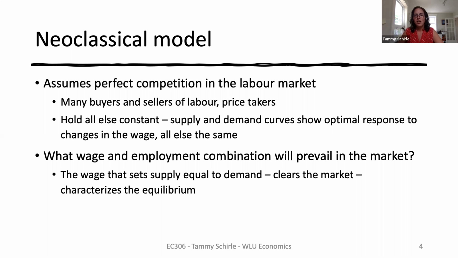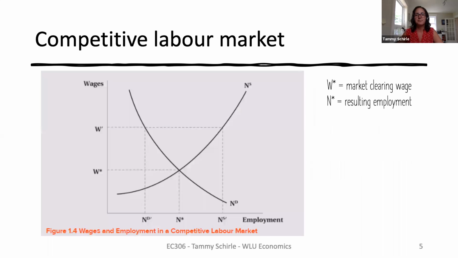Now, when we look for our equilibrium, we want to look for what wage and employment combination is going to prevail at the end of the day. Just like our models for the goods market, we look for the prices that clear the market. We want supply to be equal to demand. Here, the wage that results in that equalization of supply and demand, that's going to characterize our equilibrium.